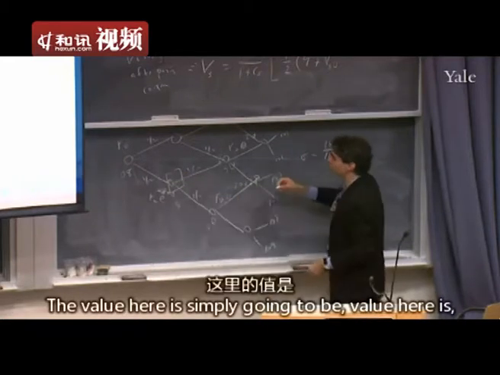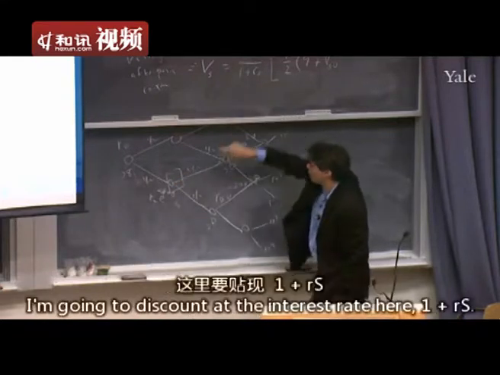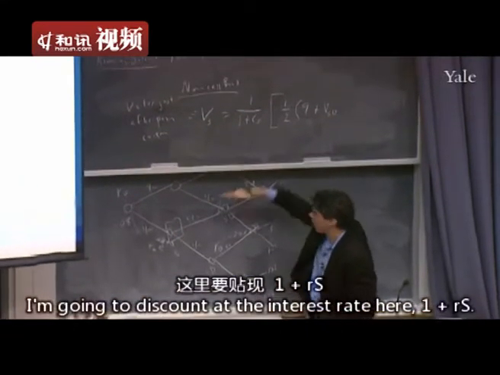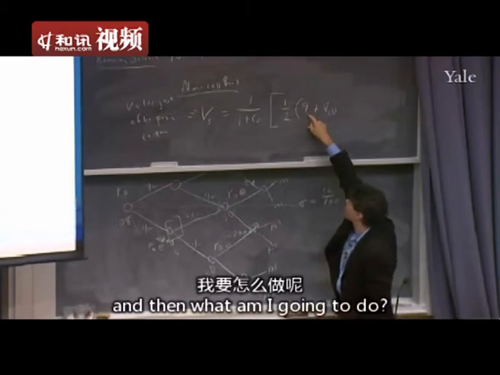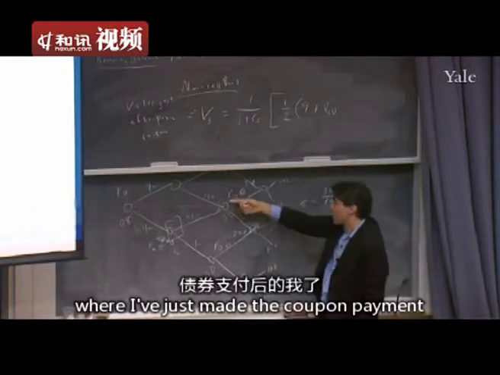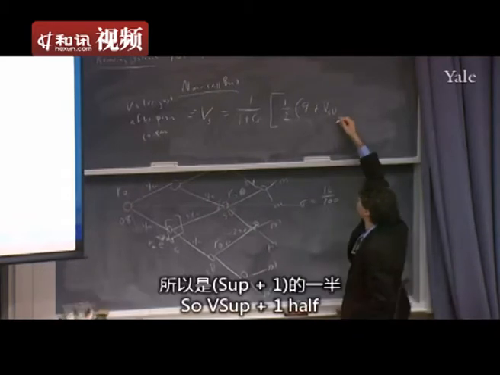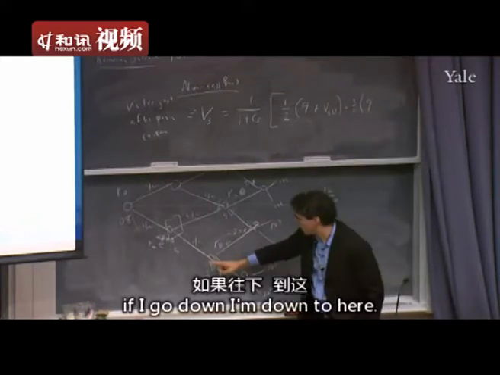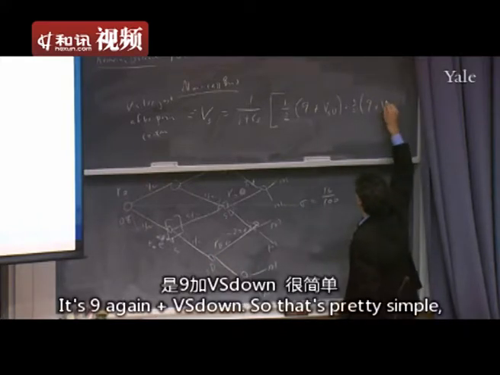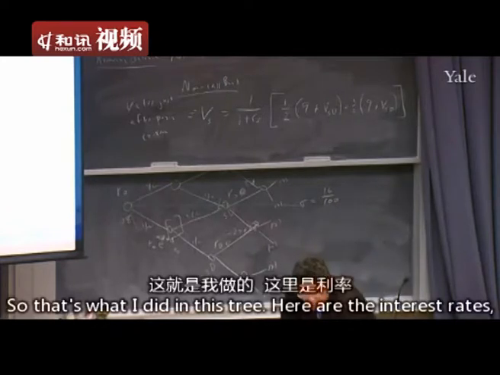The value here, just after the coupon payment, is going to be, I'm going to discount at the interest rate here, 1 plus RS. Half the time I'm going to have to go up here, in which case I'm going to pay 9. And then what am I going to do? I'm going to be at a situation where I've just made the coupon payment, and I see what the value left is. Well, that's the number we already calculated. So VS up plus 1/2. If I go down, I'm down to here. It's 9 again plus VS down. So I mean, that's pretty simple. Okay, and now I just have to solve it by backward induction. So that's what I did in this tree.